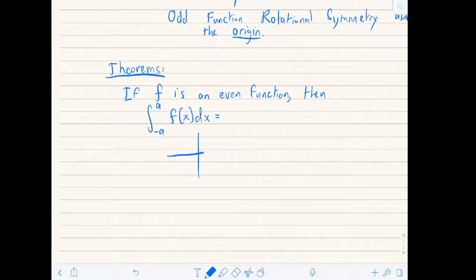So if I were to say that this is negative a, this is a. I'm going to draw that parabola. So what can you tell me about the area from negative a to a? Well, since it has that reflectional symmetry about the y-axis, I can actually rewrite this as 2 times the integral from 0 to a of f of x dx.